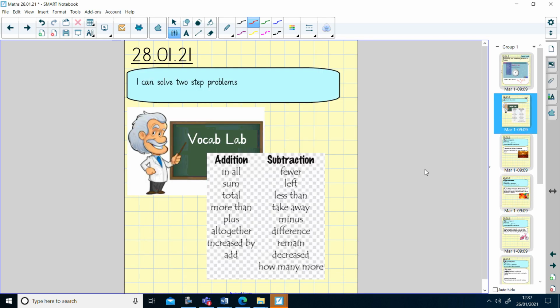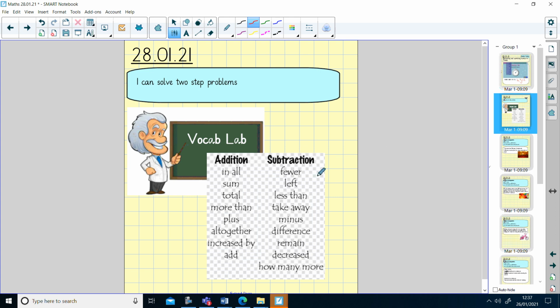Okay, so hopefully you did really well with those. Today we're going to be solving two-step problems. We have solved two-step problems before. They are problems that have 2 steps to them, so you are going to have to do 2 different calculations to find the answer to the problem.